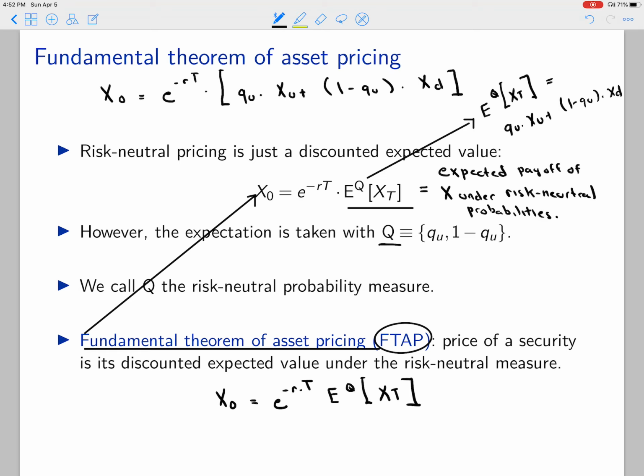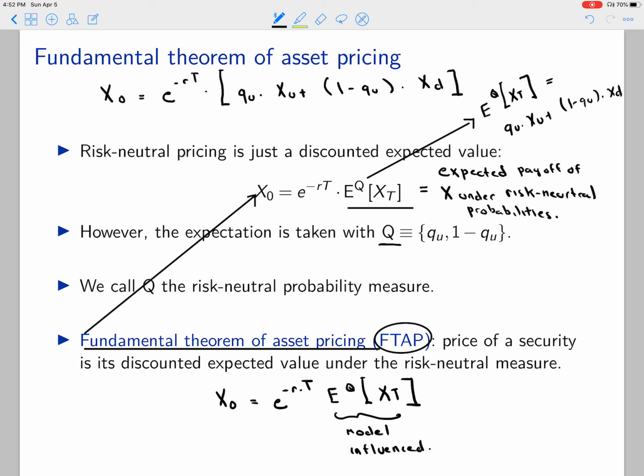The particular model, like we said above, influences how this expectation looks. But in general, even when we get to the Black-Scholes model, the general result in asset pricing is the FTAP, and it says that if you ever want to compute the price of something, all you have to do is take its discounted expected risk-neutral payoff.